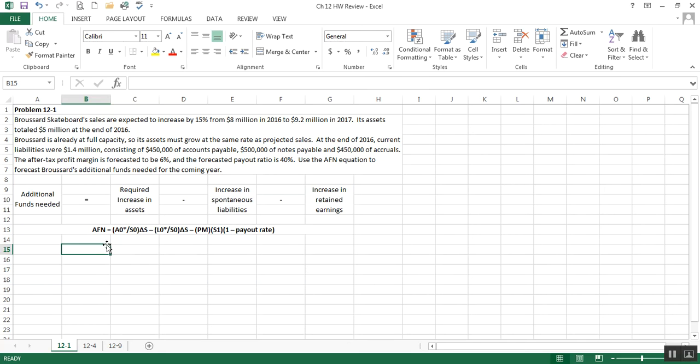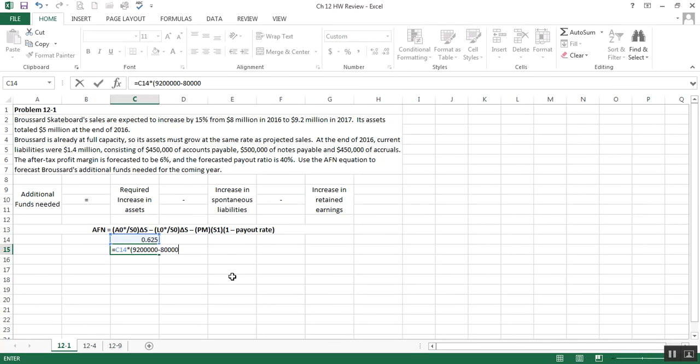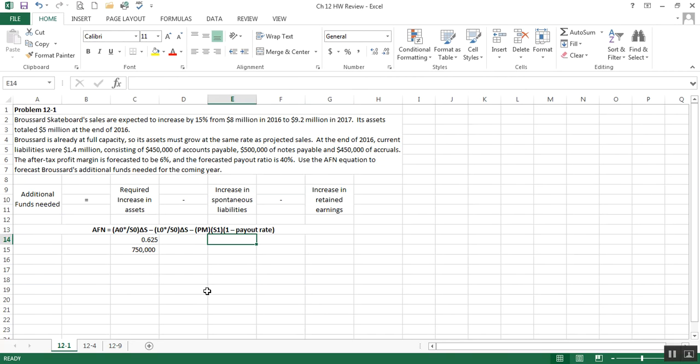Let's take a look. So first, let's calculate our required increase in assets. We'll do this by calculating first our capital intensity ratio, which is the amount of assets required per dollar of sales. So our assets are 5 million divided by 8 million, and this is going to be times our change in sales, which is 9.2 million minus 8 million, said differently, 1.2 million. Just making sure I have the right number of zeros in there.